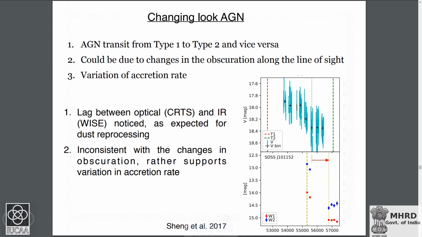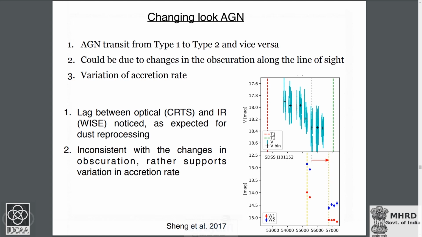Some new advancements have happened here in observations of a source where people have looked into data available from what is called the Catalina Real-time Transient Survey. This is a survey of the sky which happens in the optical V band, and there is another survey called WISE survey which happens in the infrared bands. What is shown on the right is the optical light curve on the top panel and the infrared light curve on the bottom panel.